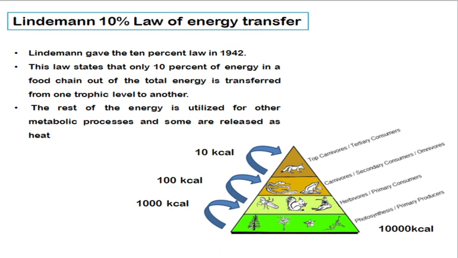If you take this particular example, for the primary producer, the energy level is 10,000 kilocalories. From this 10,000 kilocalories, only 10% of the energy will be transferred to the next trophic level, that is the primary consumer. In that case, you need to divide 10,000 by 10, therefore you will get 1,000. So 1,000 calories alone will be transferred to the next trophic level. The remaining 90% of energy will be released as heat, or it will be utilized by the organisms present in this particular trophic level. So at the final trophic level, that is the tertiary consumer, only 10 kilocalories will be available.